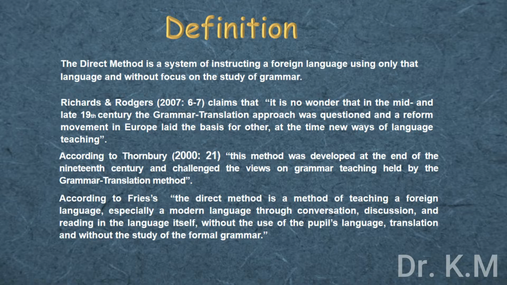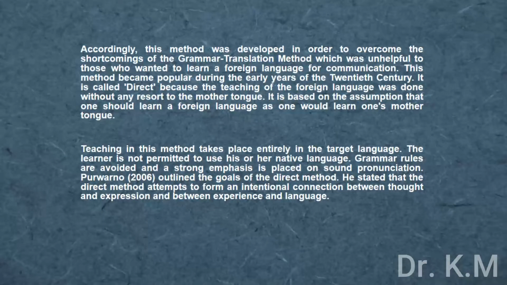According to Fries, the direct method is a method of teaching a foreign language, especially a modern language, through conversation, discussion, and reading in the language itself, without the use of the pupil's language, translation, and without the study of formal grammar. Accordingly, this method was developed in order to overcome the shortcomings of the grammar translation method, which was unhelpful to those who wanted to learn a foreign language for communication. This method became popular during the early years of the 20th century.